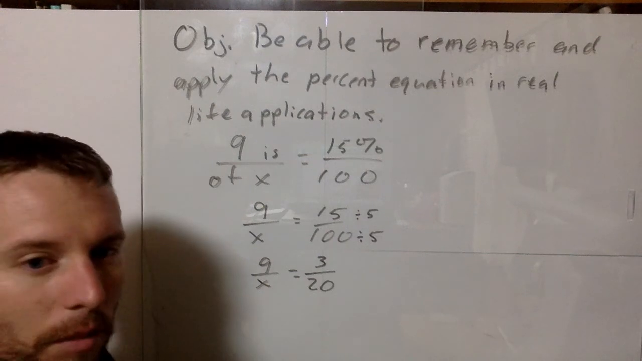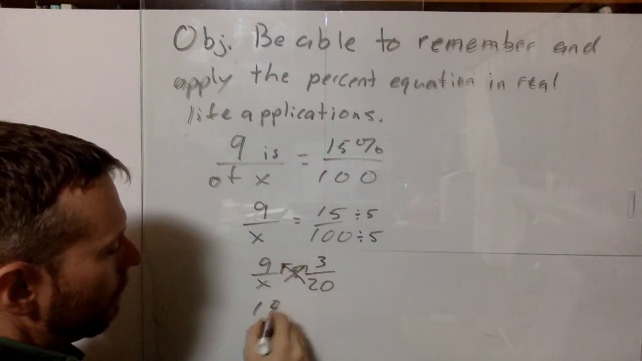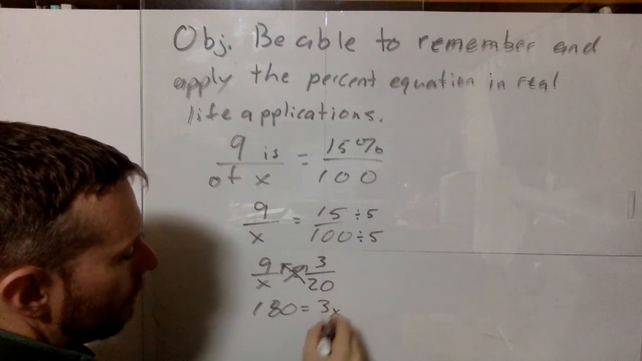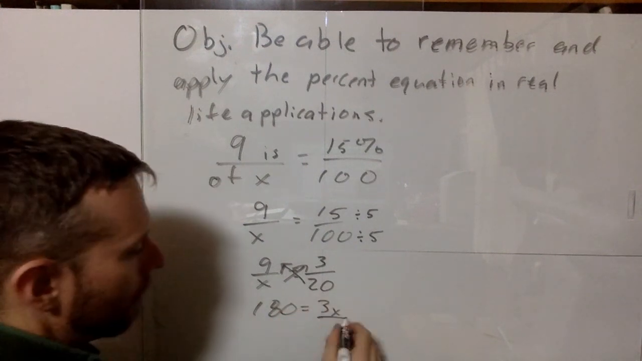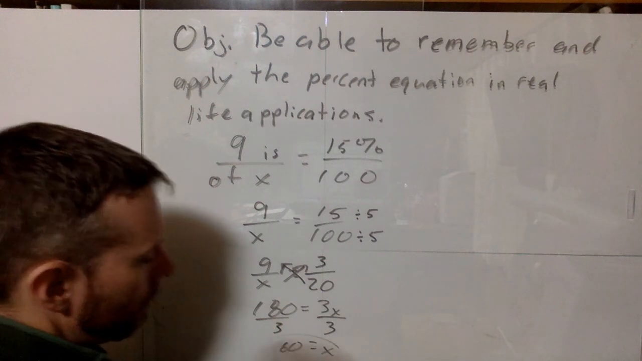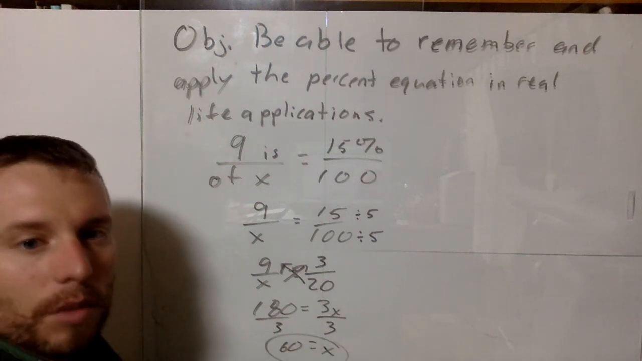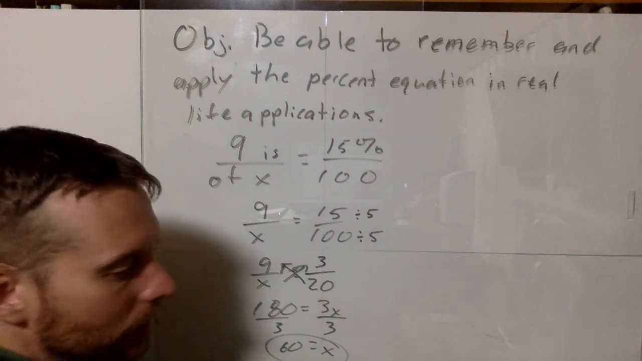This might make the math a little easier. Let's do the cross products. 180 equals 3x. Divide both sides by 3. 60 equals x. So 9 is 15% of 60.